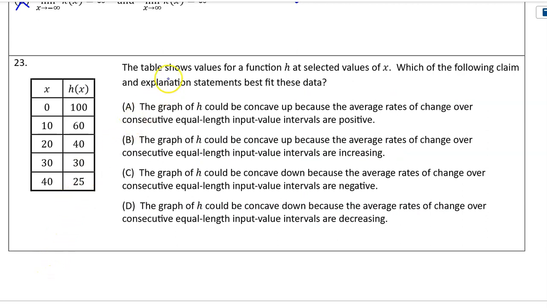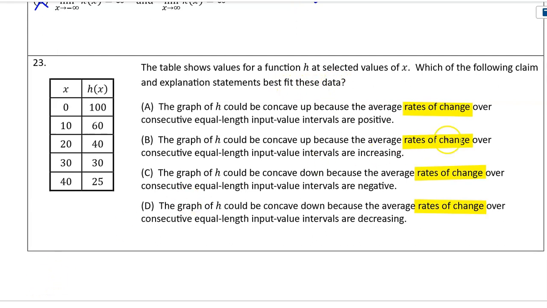Number 23. The table shows values for a function h at selected values of x. Which of the following claim and explanation statements best fit these data? All of these options mention rate of change. So let's go ahead and calculate the rate of change on each interval. Here are the changes in input values.